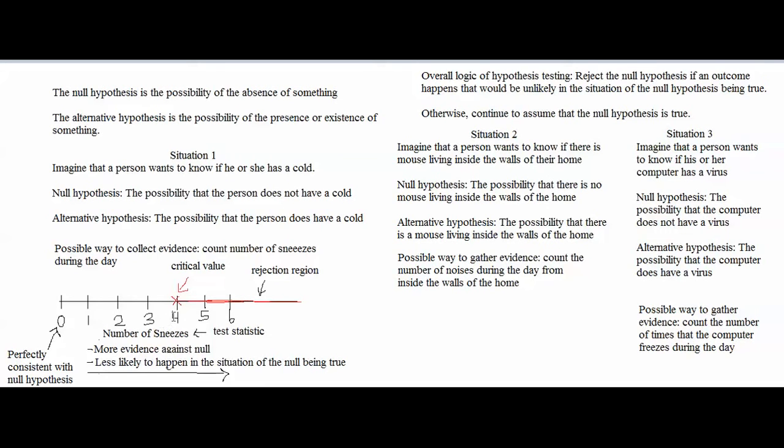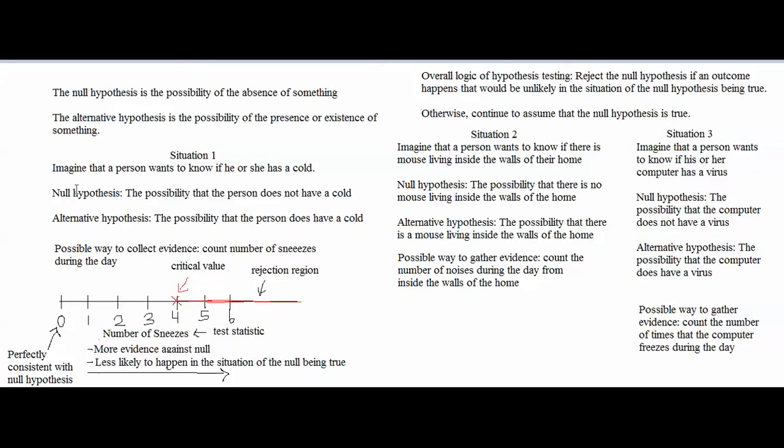And how would I know what the critical value should be? How would I know what number I should set the critical value at? The rule that's typically used in statistics is that the critical value is set at the point that would only have a 5% chance of happening in the situation of the null hypothesis being true.